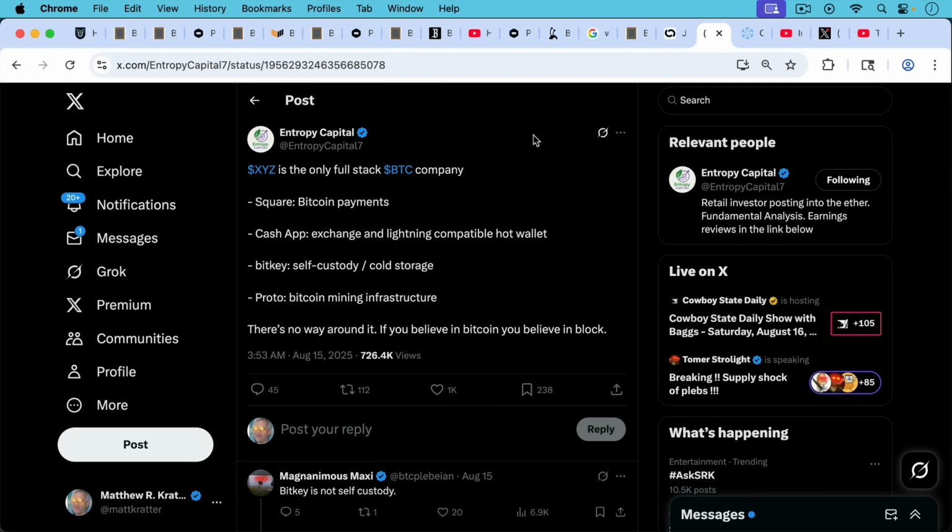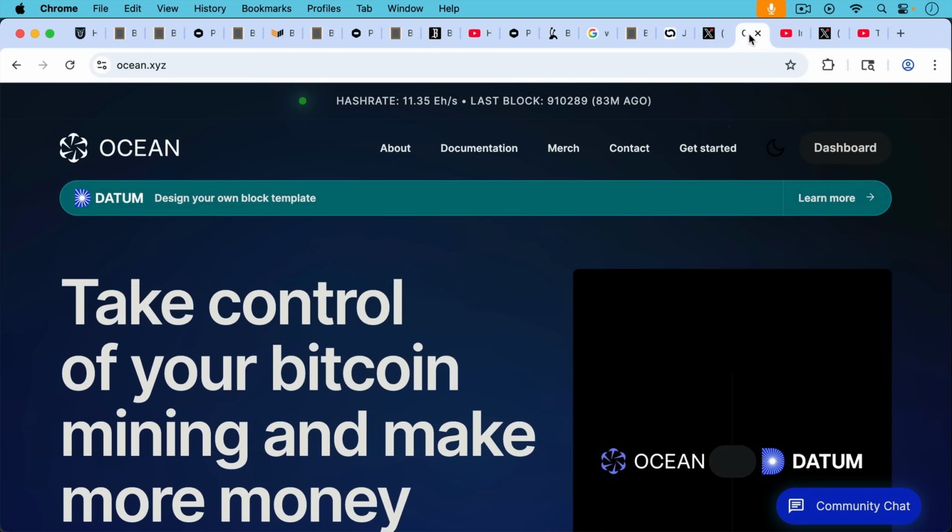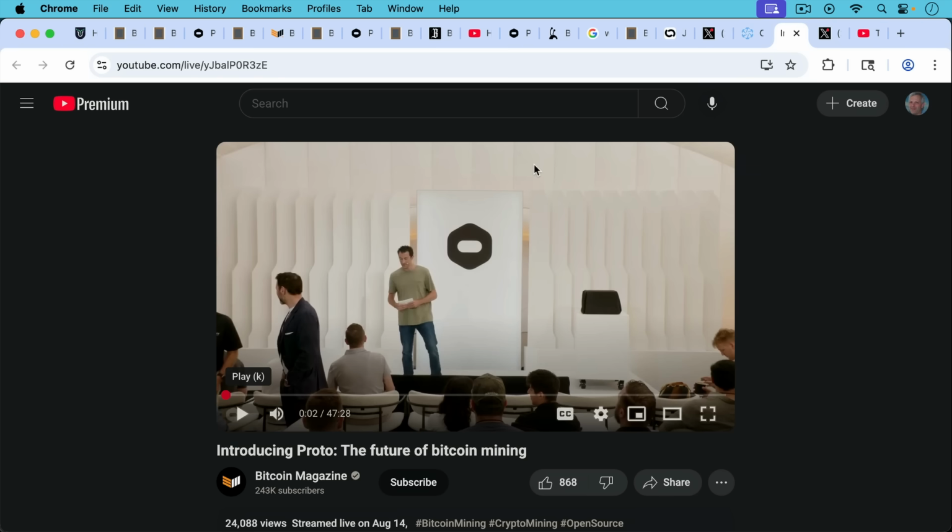It's sometimes easy to lose track of how much Block has been doing for the Bitcoin ecosystem. As Entropy Capital writes here, XYZ is the only full stack Bitcoin company. They have Square doing Bitcoin payments. They have Cash App doing exchange and Lightning compatible hot wallets. Bitkey, which is their self-custody cold storage solution. And now they have Proto and the firmware, so Bitcoin mining infrastructure. There's no way around it. If you believe in Bitcoin, you believe in Block. So I'm grateful to Jack Dorsey for investing in all these companies and rolling out real infrastructure instead of just doing Bitcoin treasury companies. And I believe Jack Dorsey is also the largest investor in Ocean Mining. So he definitely is helping the ecosystem in many different ways.